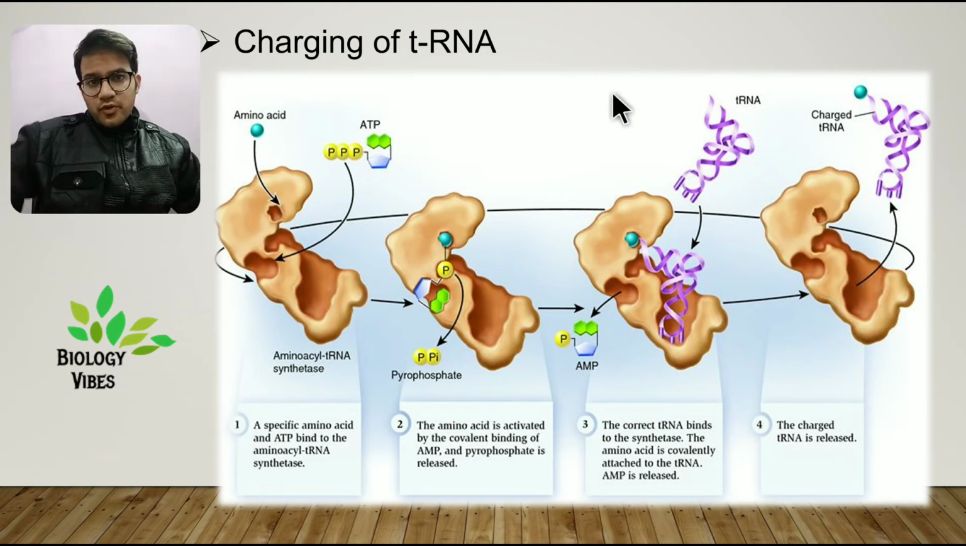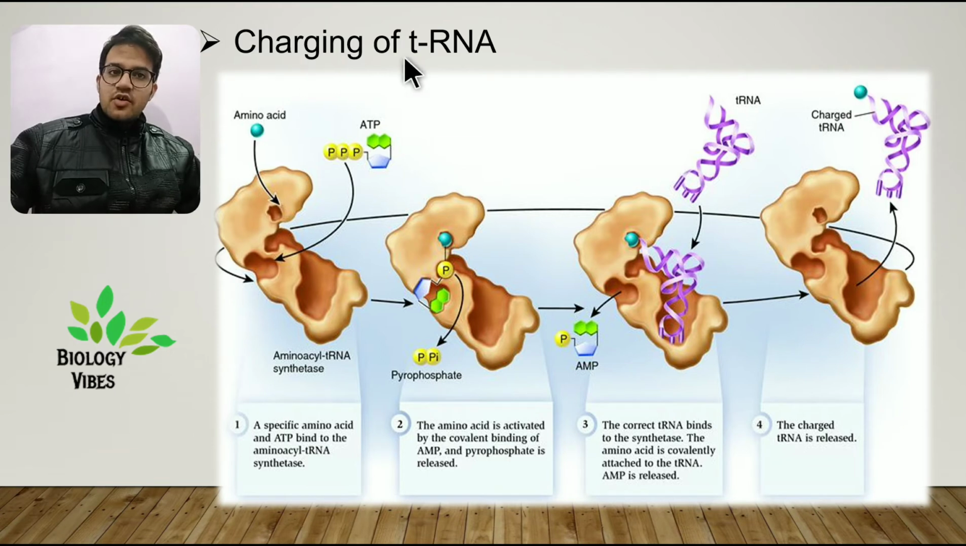So now the whole process starts with the charging of tRNA. Firstly, an important enzyme known as amino acid tRNA synthetase comes into the picture. It picks up a specific type of amino acid, this blue portion, and then binds to ATP. Okay. Now what happens? Pyrophosphate is released, PPi. Two P's will be released, one P is still there, right?